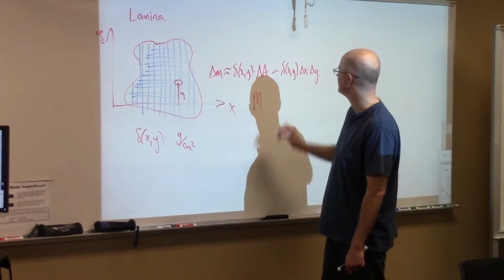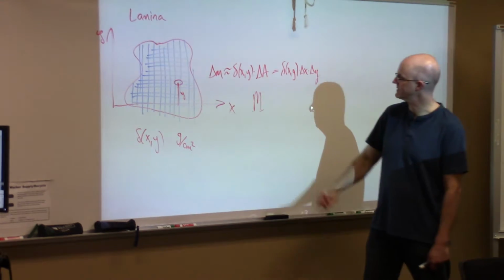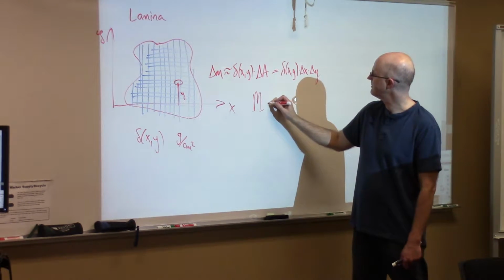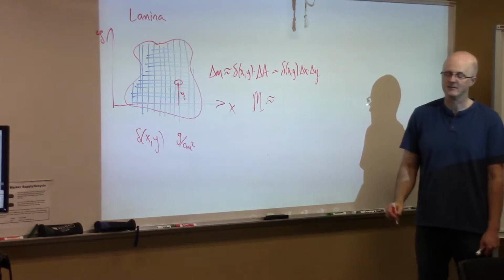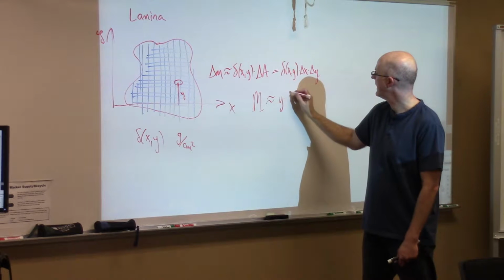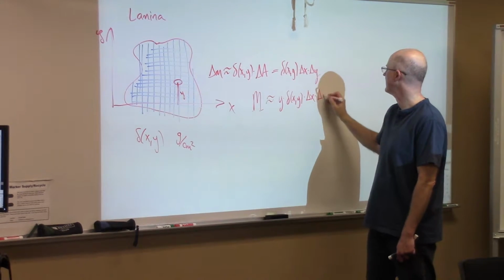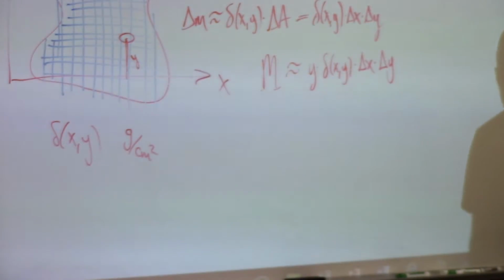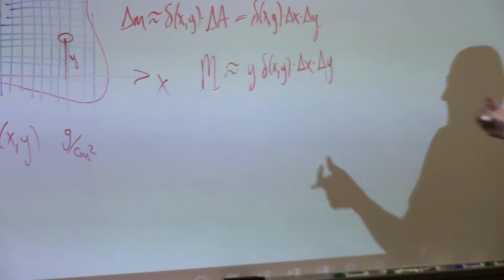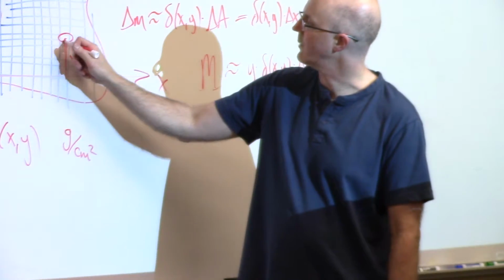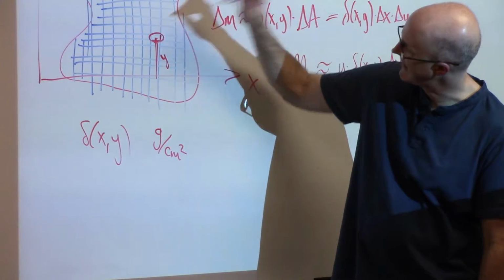So the moment, capital M here, in the y direction with respect to the x-axis would be approximated by this expression times y. Y times delta of xy times delta x times delta y. Again, delta of xy is a function. Delta x and delta y are individual quantities. Delta x is the width of the rectangle or the base, and delta y is the height.